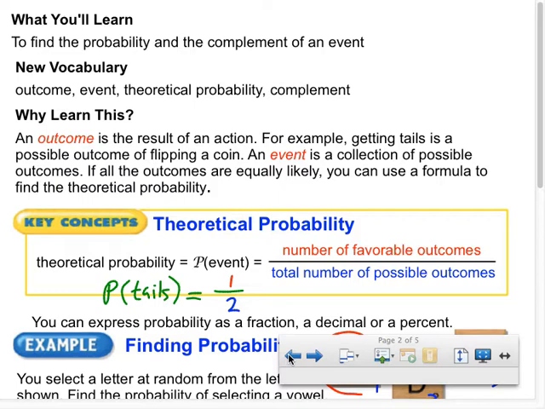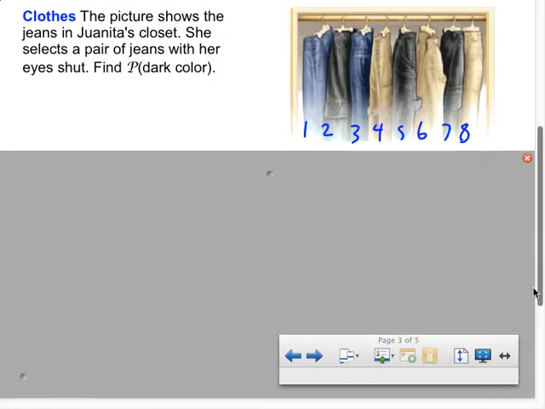I need you to stop and pay attention. So the total number of possible outcomes in this case was 8. There are 8 different pants that she could select at random. Okay, the numerator, the favorable outcome, is what? 5. And 5 represents what was the favorable outcome? The dark colors. And we have 1, 2, 3, 4, 5 dark colors. Actually, I put that in.